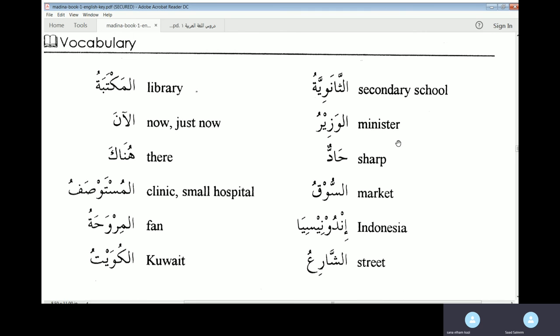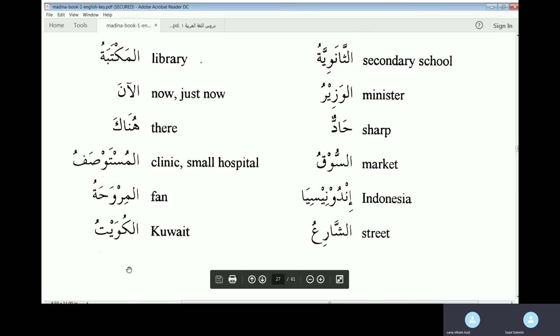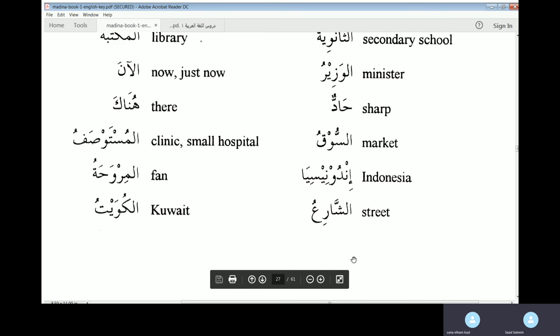Vocabulary. Al maktabatu, library. Al ana, now, just now. Hunaka, there. Al mustausafu, clinic, small hospital. Al mirwahatu, fan. Al Kuwaitu, Kuwait. Al thanawiyatu, secondary school. Al waziru, minister. Haddun, sharp. Assuku, market. Indonesia, Indonesia. Ashshari'u, street.